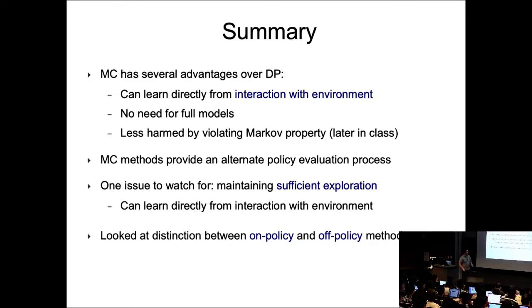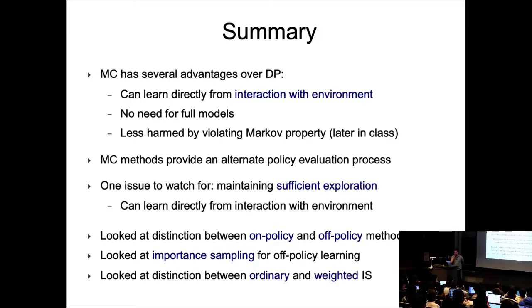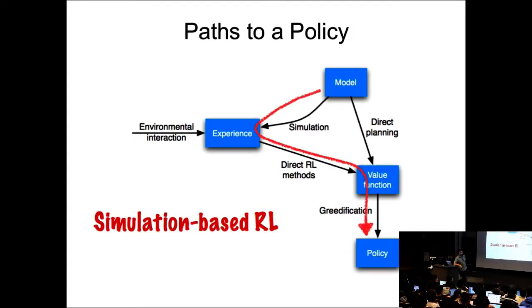We also looked at the distinction between on-policy and off-policy methods. Remember, on-policy methods try to learn something about the policy that you're executing. Off-policy methods have a policy that sits in production, and a different target policy that you're trying to evaluate. We also looked at importance sampling for off-policy learning. So this is a mental picture for you to keep in mind. You should also look at Sutton and Barto's book, because they go into this in detail. Paths to the policy.